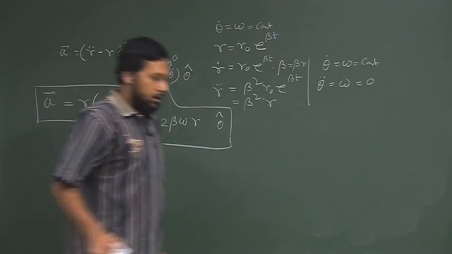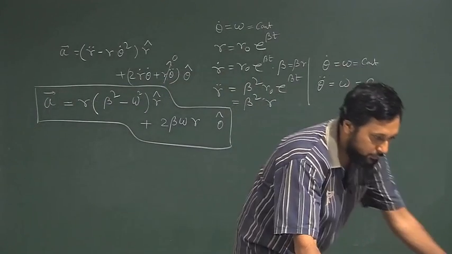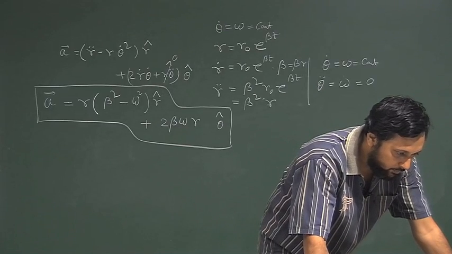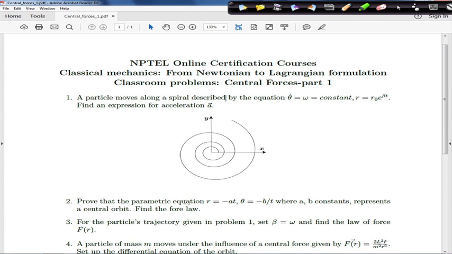Good. Now, let us move to the second problem, which says find the parametric equation r equal to minus a t, theta equal to minus b by t, where a and b are constant. Prove that the parametric equation represents a central orbit, and also you have to find the force law, right. Now, in order to find out whether it is a central orbit, what do we need to do?